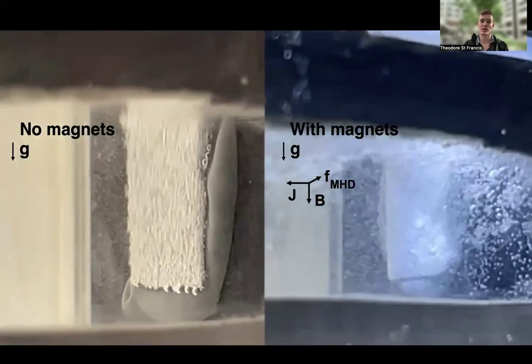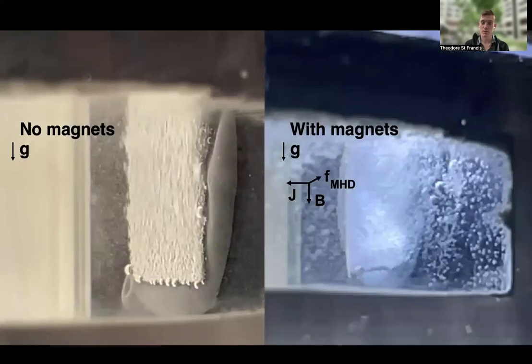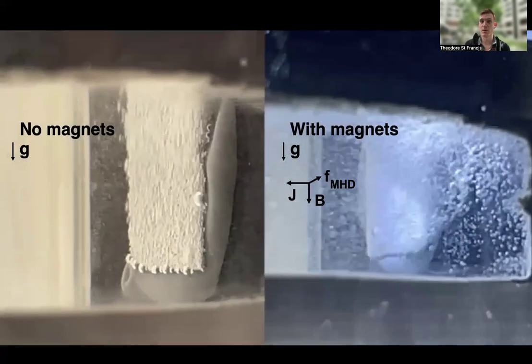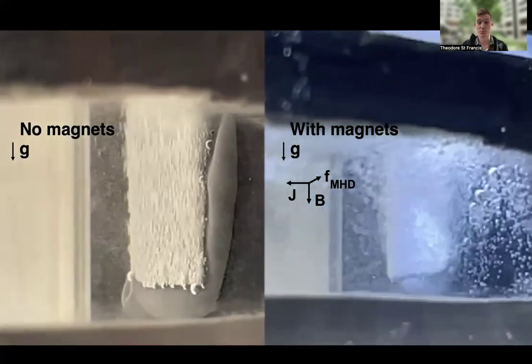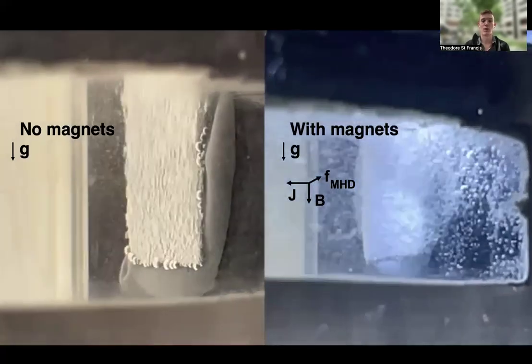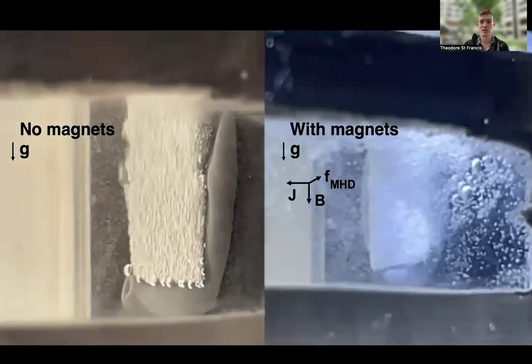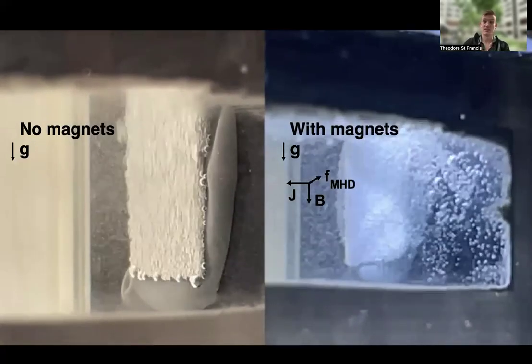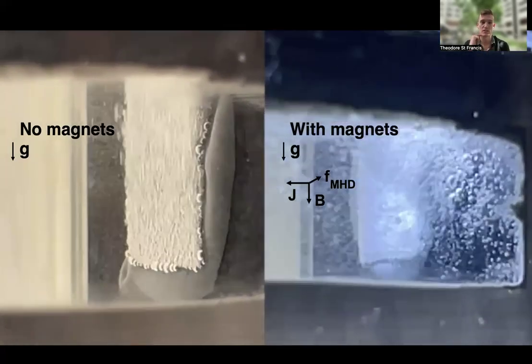On the left, you see an electrode with no magnets, and on the right, an electrode with magnets. On the left, the bubbles move under the influence of buoyancy force alone, whereas on the right, there are both buoyancy as well as magnetohydrodynamic forces. And as a result, the bubbles move to the right side, and this increases the efficiency of the reaction.